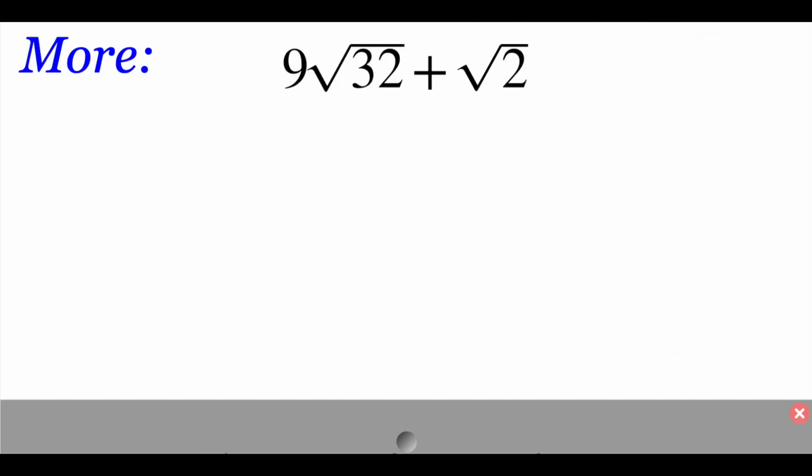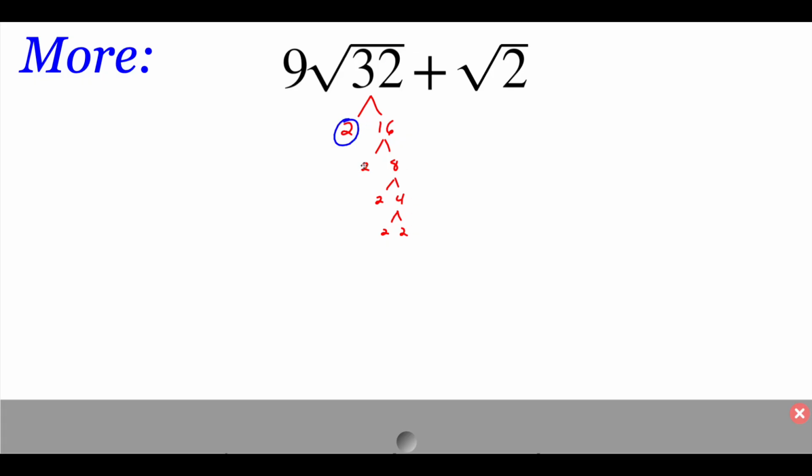I've got a few more examples I want to take a look at. So here we have 9 root 32 plus the square root of 2. We're going to look to break down that square root of 32. So I'm going to go 2 times 16. 16 breaks down into 2 times 8. 8 breaks down into 2 times 4. And 4 breaks down into 2 times 2.